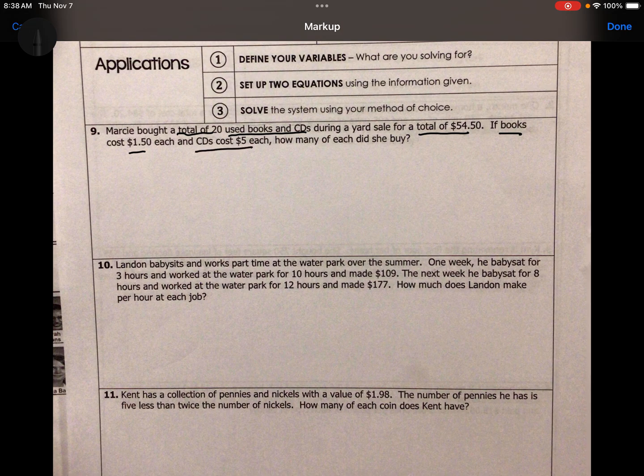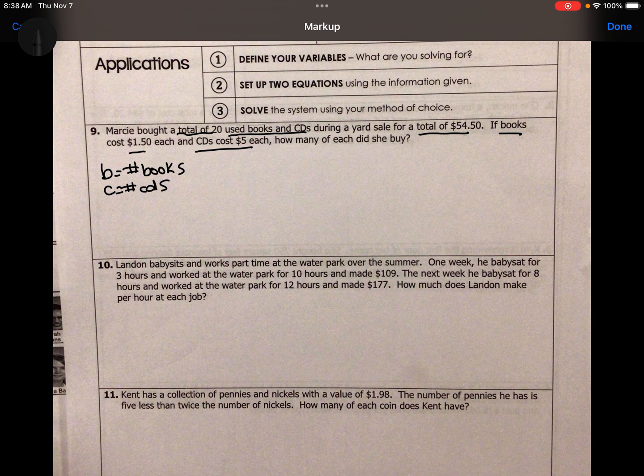So what is it that we're working with? Well, it wants to know how many of each did she buy. Well, how many of each what? Well, how many books and how many CDs? So I'm going to let B equal number of books, and I'm going to let C equal number of CDs. And you can use X or Y. You can use any letters that you want.